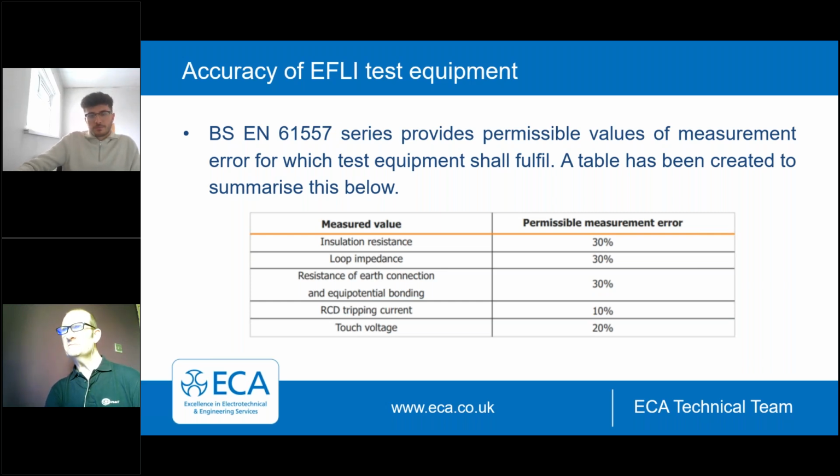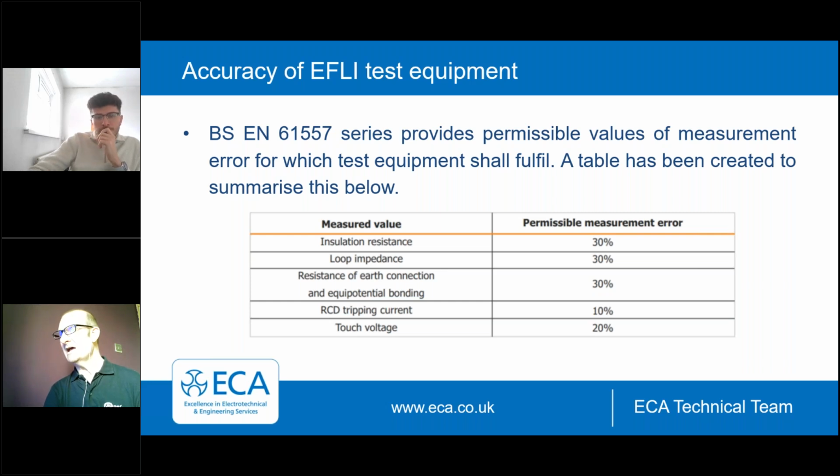Thanks, Curtis. Yes, so as Curtis mentioned, the standard for the accuracy of instrumentation or test equipment is BS EN 61557. So within that standard, it defines the permissible measurement error of various types of instrumentation. So in terms of what we're talking about today, we can see that we're allowed a permissible measurement error of 30% when we're looking at loop impedance, which on the face of it seems quite a high percentage.